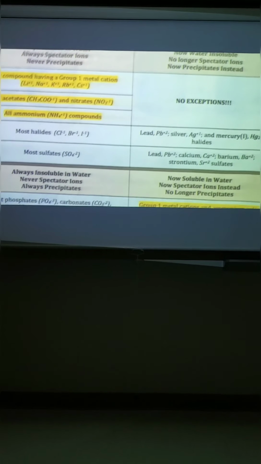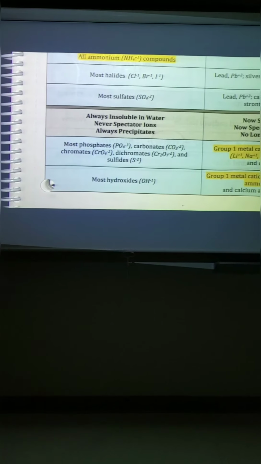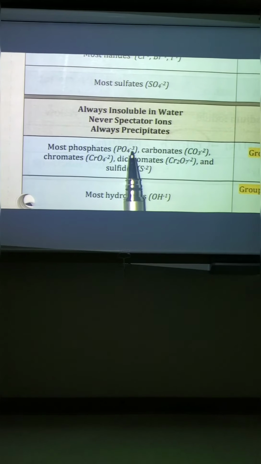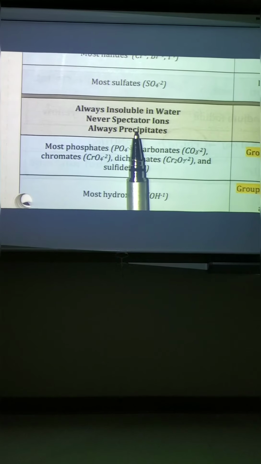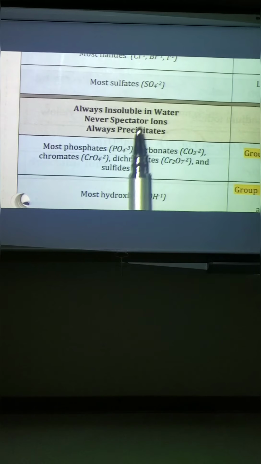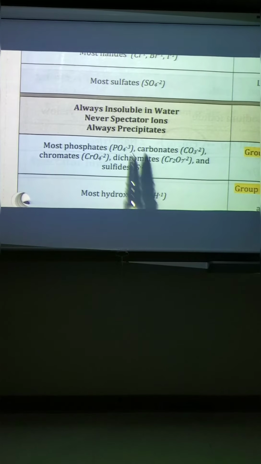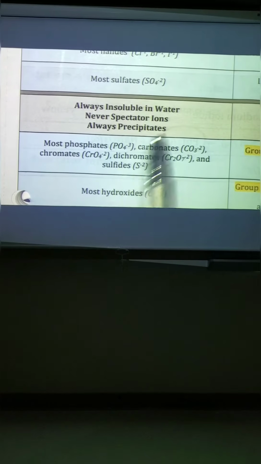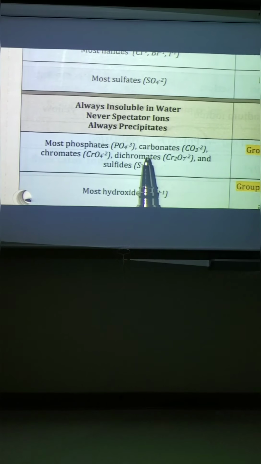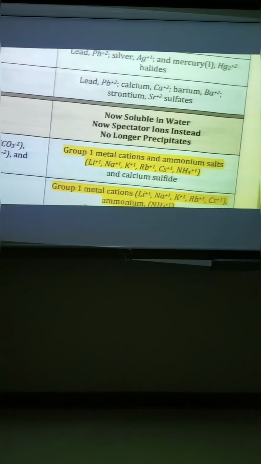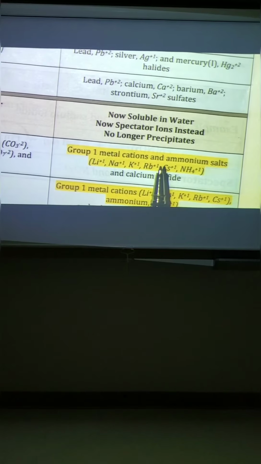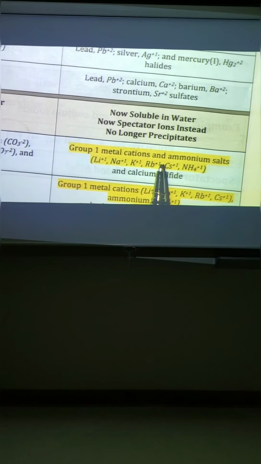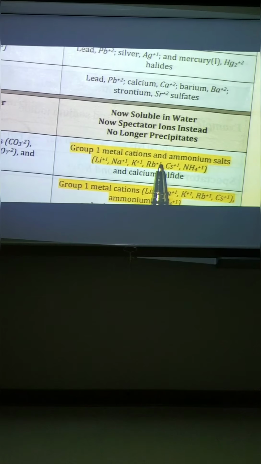We get to the bottom, it's kind of the reverse idea of what we want. These guys are the ones that always are insoluble, always are going to precipitate, they're never going to be a spectator ion. So if you see a phosphate, it's probably a precipitate. Carbonates, chromates, dichromates, sulfides, probably a precipitate. The only time we have to watch out is, well, no doubt, maybe they're attached to those group 1 metals. Those never precipitate, always spectate.